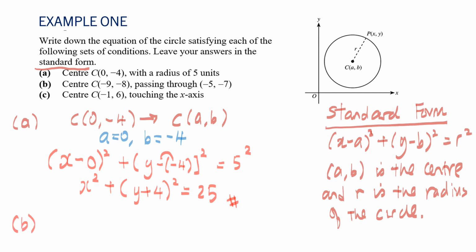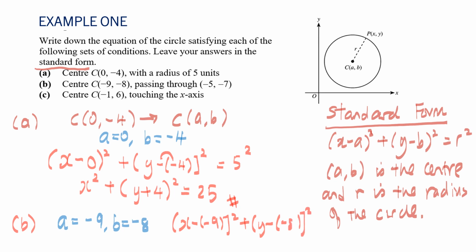Write down the values of A and B. In this case, if you compare the center given with the (A, B) bracket, A is -9, B is -8. So you plug into the formula: x minus bracket -9, plus y minus bracket -8, equals to... oh, you're not given the radius. Never mind, we're just going to let the radius be R. So it goes to R squared.